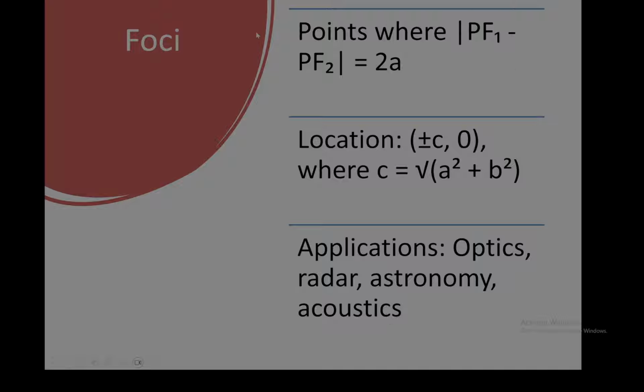By this definition, we are going to prove why the hyperbola has the standard formula x squared over a squared minus y squared over b squared equals 1. We're going to prove it to you later on, using this definition.